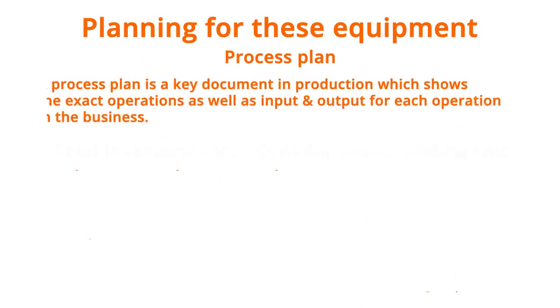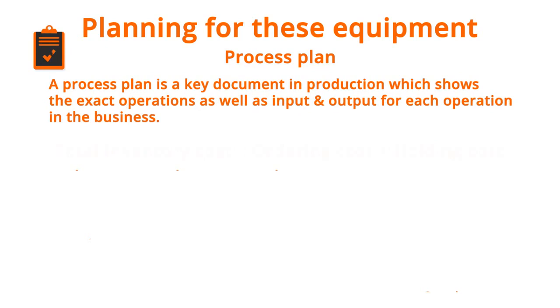A process plan is a key document in our production. It allows us to know the exact operations and the inputs and the outputs for each operation in the business. In this way, we are able to know the material usage that will be needed to produce a unit of any of our products in our businesses. So it's advisable that SMEs in production do have a process plan to enable them achieve effective productivity.